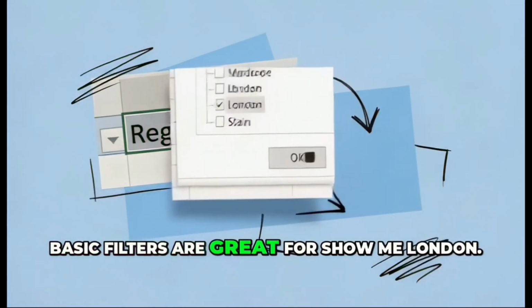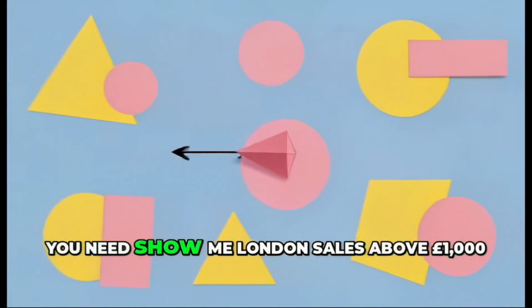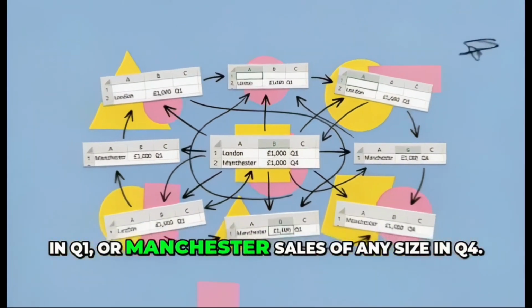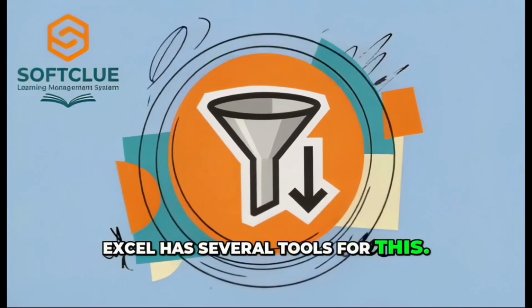Basic filters are great for "Show me London." Advanced filtering is for the moments when you need "Show me London sales above £1,000 in Q1" or "Manchester sales of any size in Q4." Excel has several tools for this.